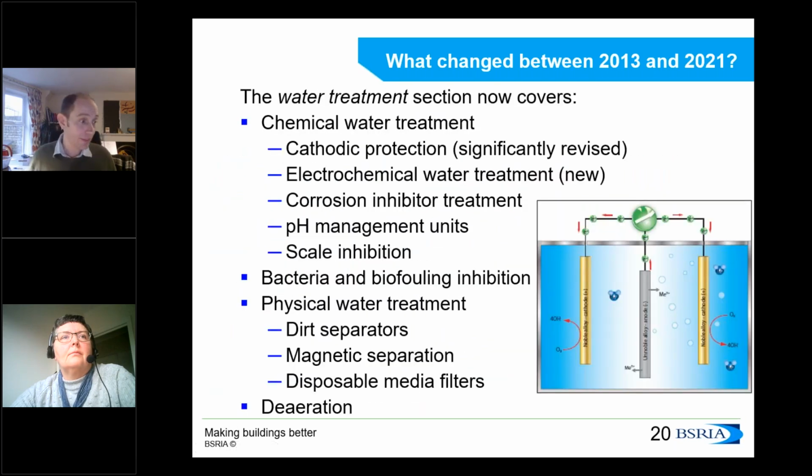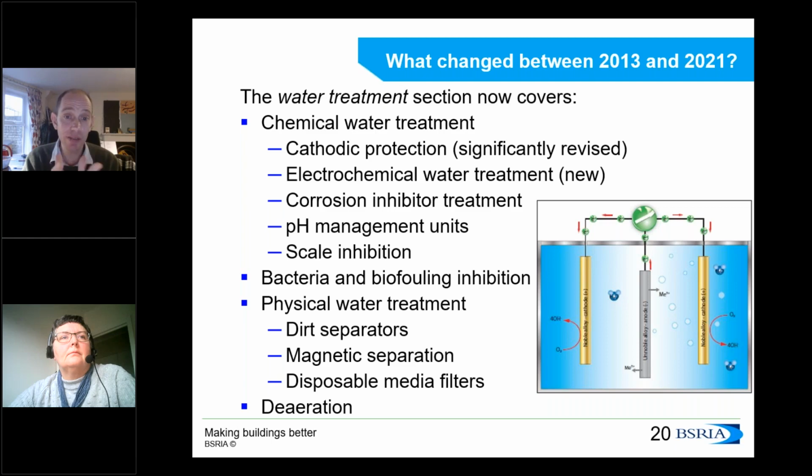On to the water treatment section of the guide. We acknowledge that the previous edition of the guide was very heavily geared towards chemical water treatment. We've tried to include some other methods. The thing that we're stressing here is that chemical water treatment is not the only technique available, and systems will generally have a mix of different techniques.